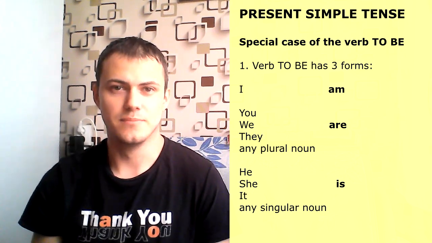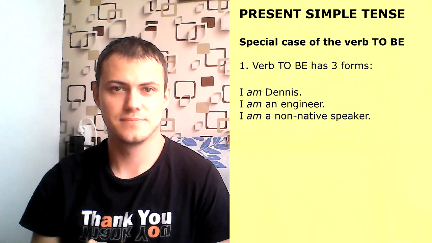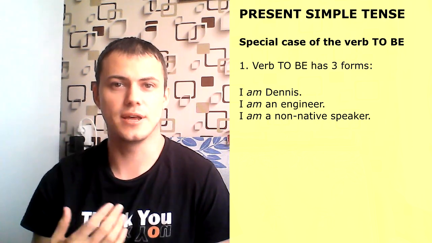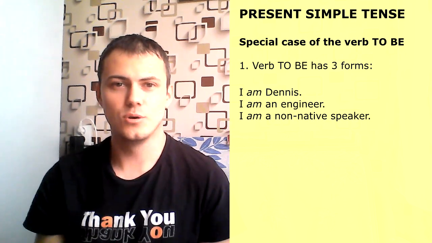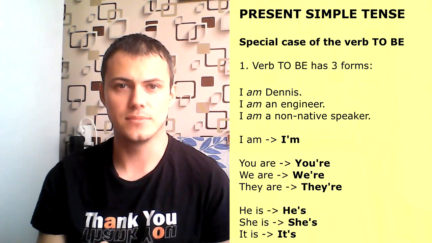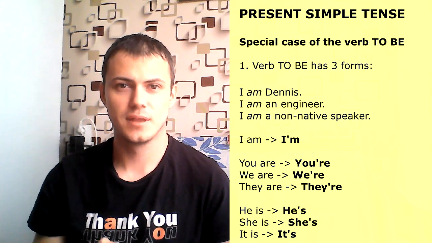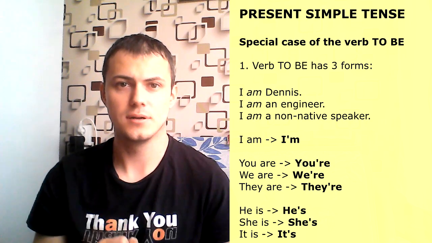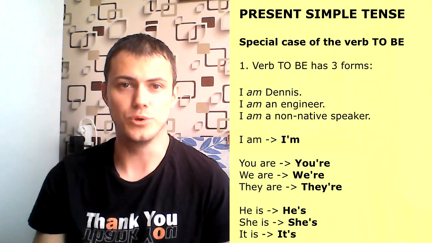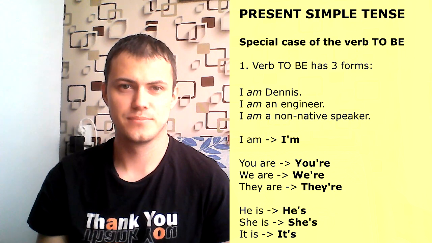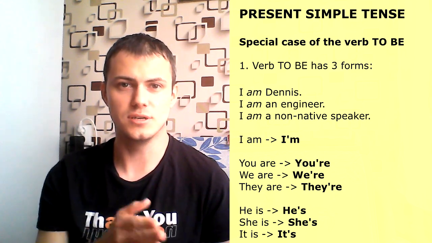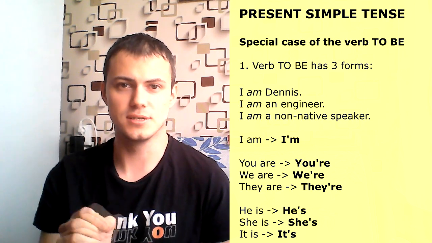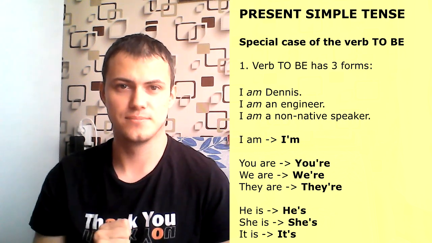For example, I'm Dennis. I'm an engineer. I'm a non-native speaker. Usually we can shorten I am to I'm, you are and we are and they are to you're, we're, they're, he is, she is, and it is to he's, she's, and it's.